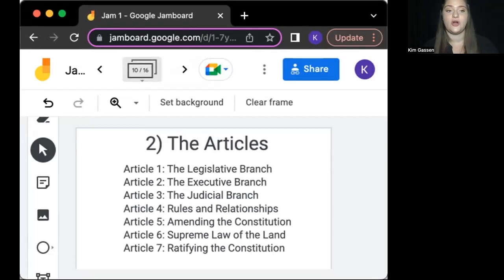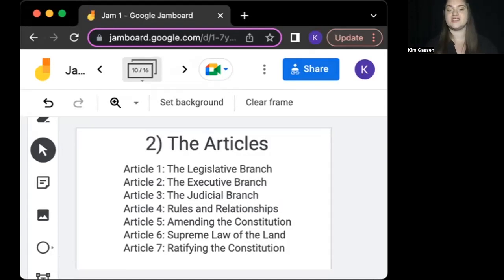Then we have Article 3, which details the judicial branch. That's the Supreme Court and several of the lower courts. Article 4 talks about the different rules and relationships for how the states operate with each other. Article 5 talks about how to amend the Constitution. Article 6 really just states how the Constitution is the supreme law of the land.